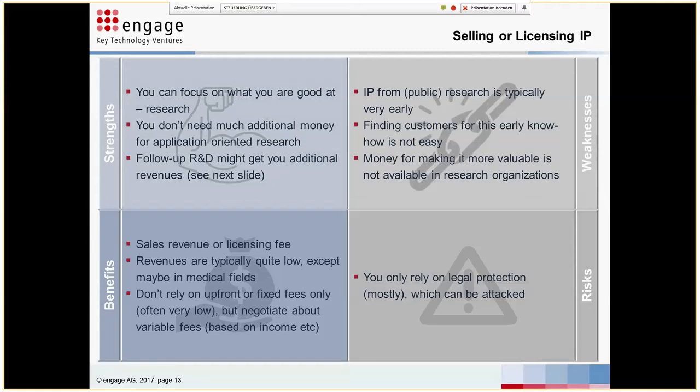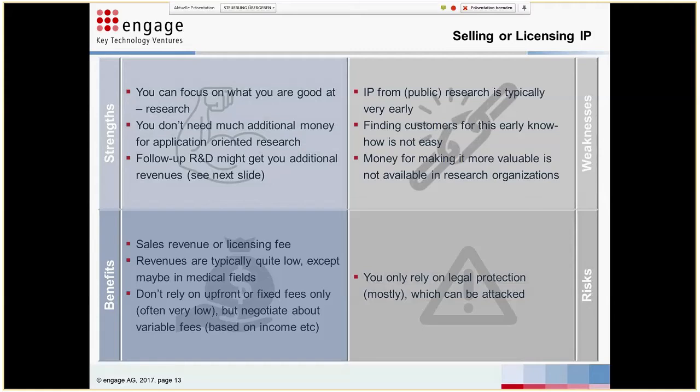And one other major risk is that you can only rely on the legal protection. So if you are in the situation of having a very valuable patent, there is quite a good chance that someone simply tries to attack this patent. This could be attacked legally, but this could also be simply circumvented, or they simply use your patent and lie to your face: we didn't use your patent.